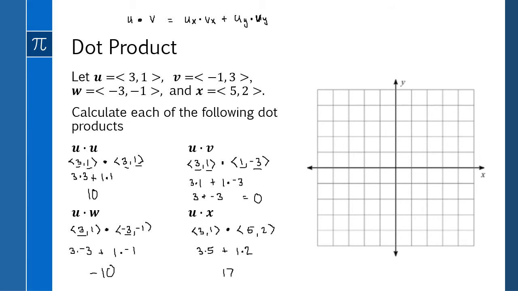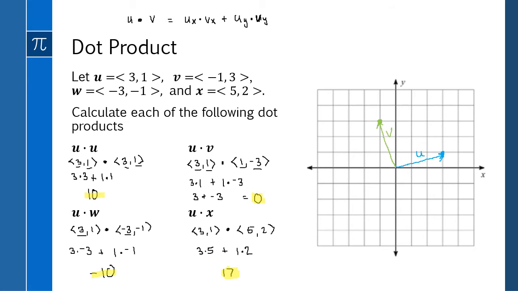So now let's graph these vectors and see if we can interpret some of these different dot products. Why is it that u dot u has a magnitude of 10, u dot w is -10, u dot v is 0, and u dot x is 17? So vector u is given as 3, 1, over 3 up 1. So that would be vector u. Vector v is -1, 3. So to the left 1, up 3. That would be vector v.